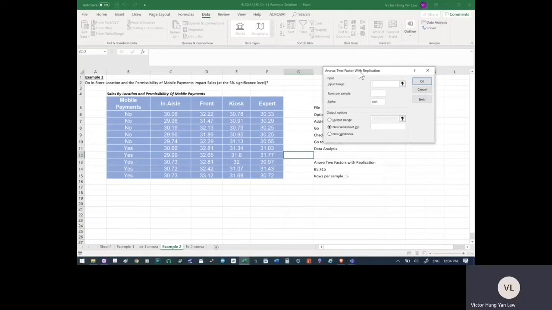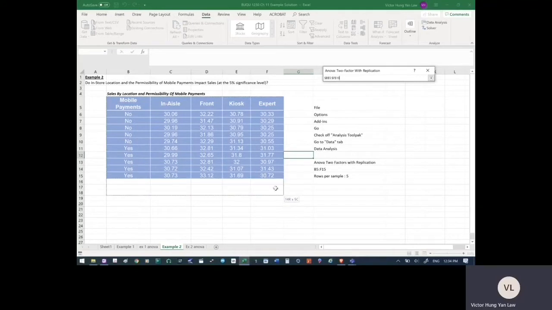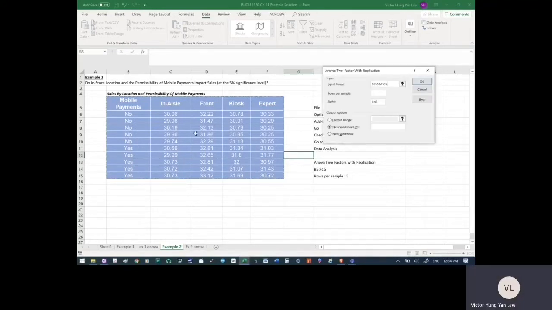And then for the input range, we're going to highlight B5 all the way to F15, and we're including the headings. We're including B5, so we're including row 5. The next variable that we need to input is the rows per sample, and we're going to put 5 there. The reason we're putting the 5 is because we have 5 rows for no and 5 rows for yes. So therefore, there are 5 per sample. And then our alpha is 5%. We're looking at the 5% significance level. Once we have inputted these three things, we press OK.